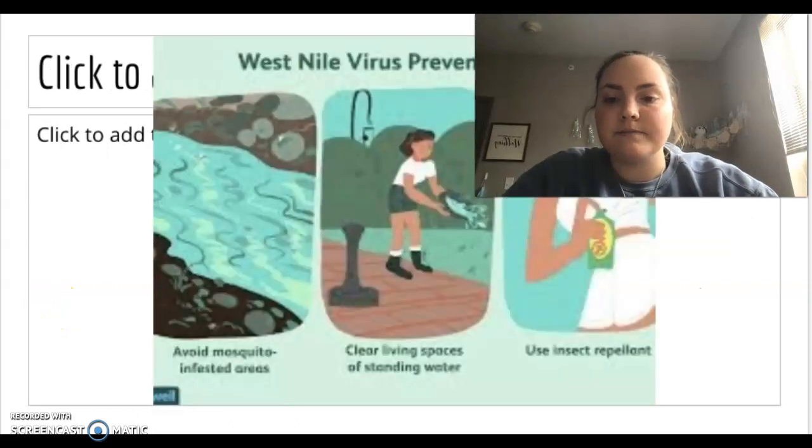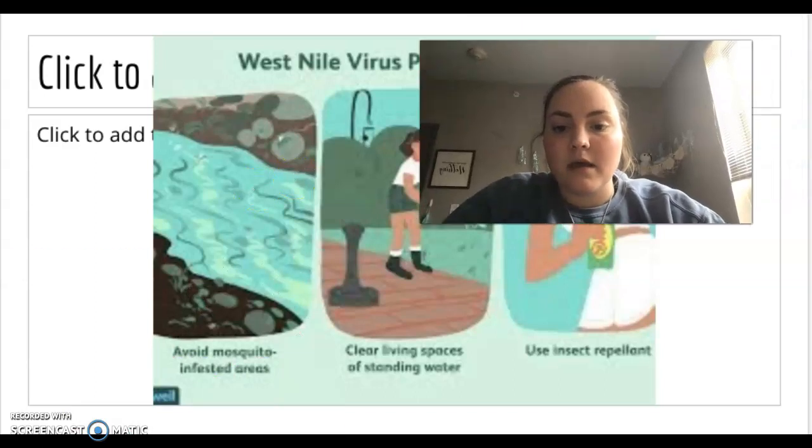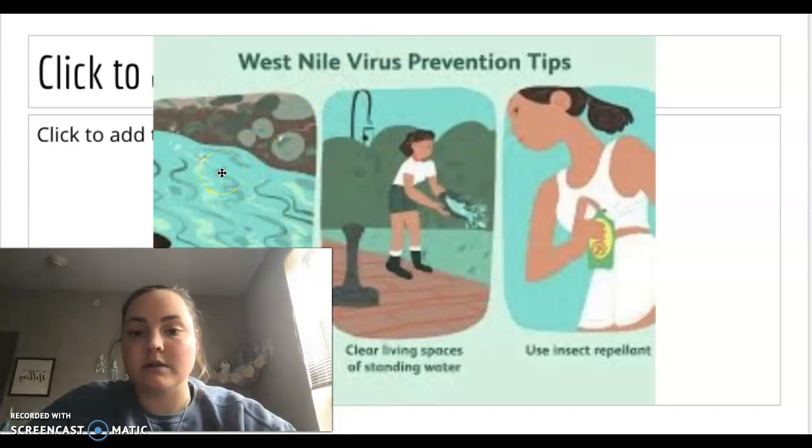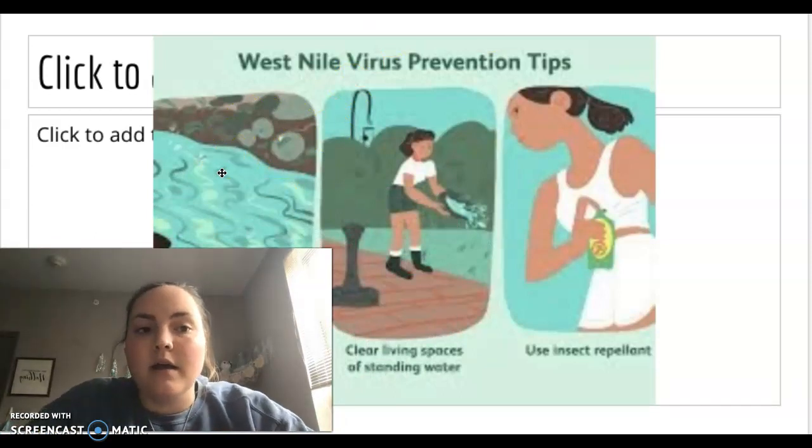Here's a little infographic I found. The top one is to avoid infected areas. So if you notice a high chance of receiving the virus from an area, avoid it. Clear living spaces of standing water, because standing water attracts mosquitoes. And use insect repellent to keep them away from your body.